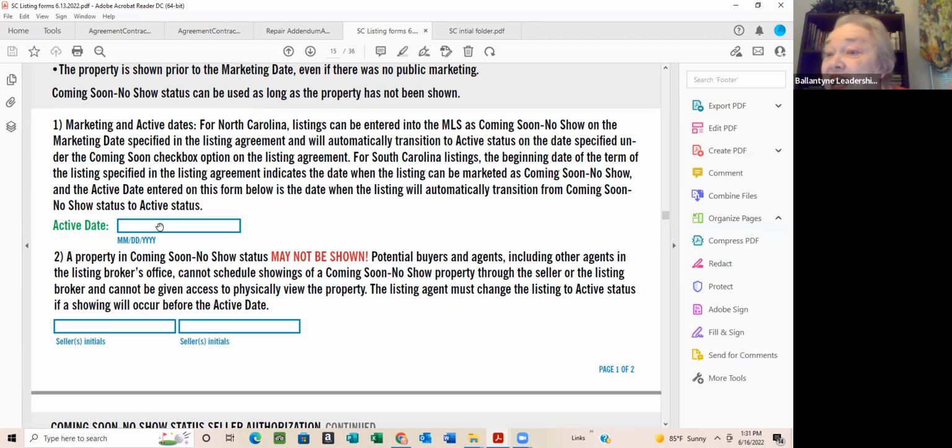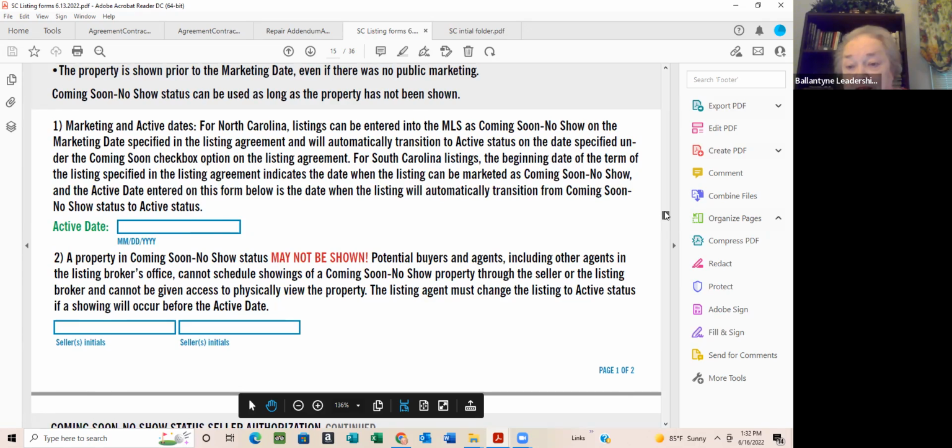Does that make sense? In South Carolina, the first date is the date that you could either go active or coming soon. And the date that goes in right here is the date that you're going to go into your public marketing. So that's a little different than what we do on the North Carolina side of putting a listing in. But keep in mind what the process is. The process is either one or the other, active and coming soon, or active at a later date. And this is the date you go out of coming soon into the public marketing.